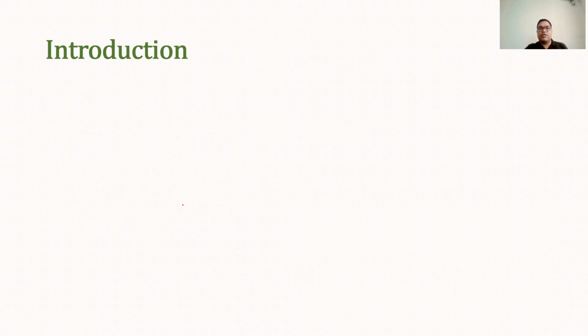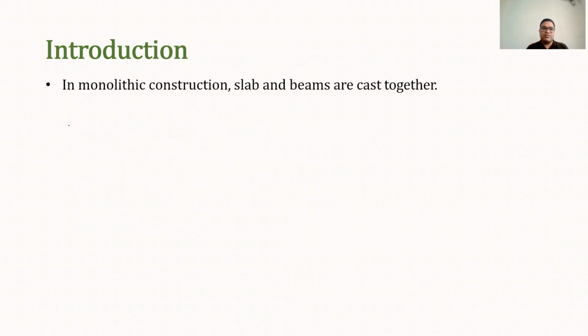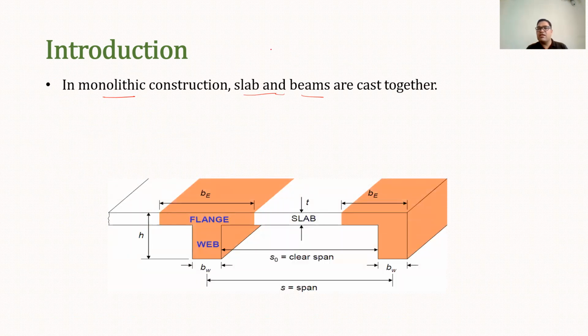Well, you know that when at the site we construct a beam, we generally cast beam and slab together. So that construction is generally called monolithic construction. So in monolithic construction, we cast slab and beam together. Now by casting together, slab can have integral action.